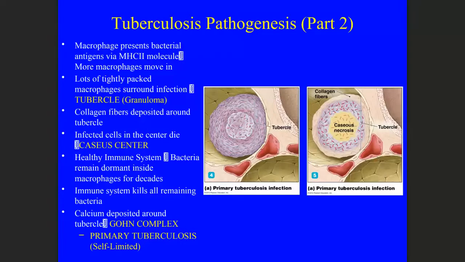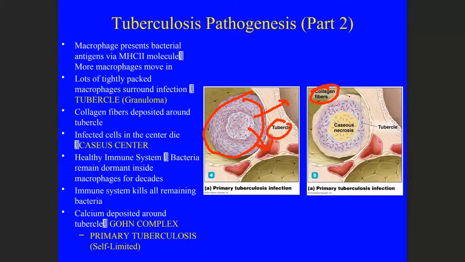Eventually, again, if the person has a healthy immune system and is not immunocompromised, you develop a tubercle. This is just a big ball of macrophages. What your body's trying to do is prevent the bacterium from spreading to other parts of the lungs and into the blood. To further prevent the bacteria from spreading around the tubercle, collagen fibers are deposited, really in an effort to seal off this infection.